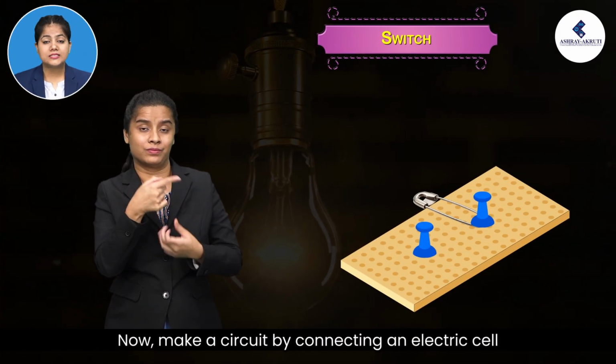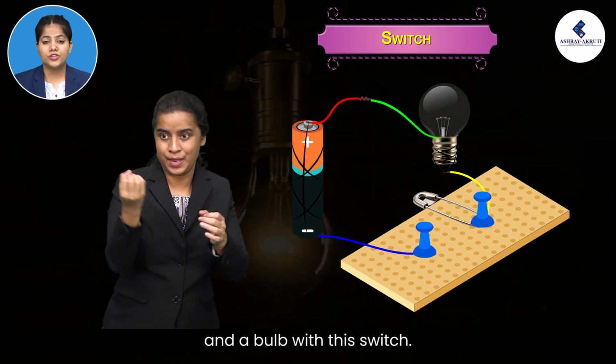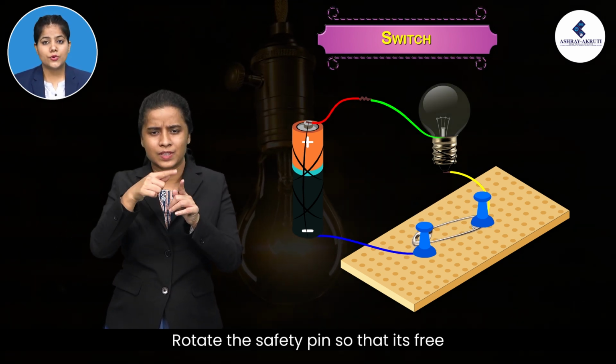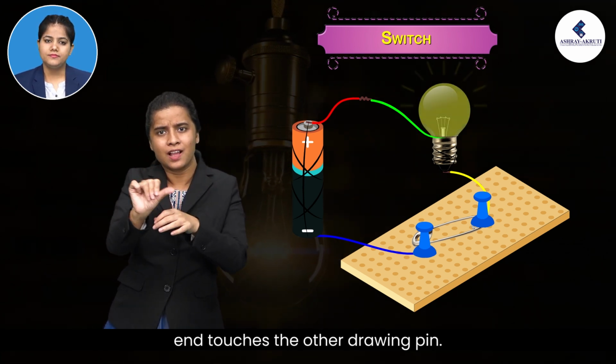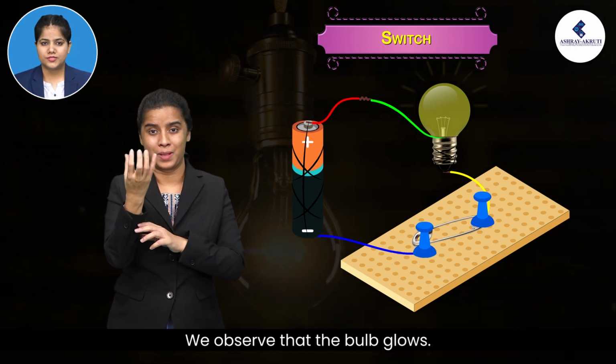Now, make a circuit by connecting an electric cell and a bulb with this switch. Rotate the safety pin so that it's free and touches the other drawing pin. We observe that the bulb glows.